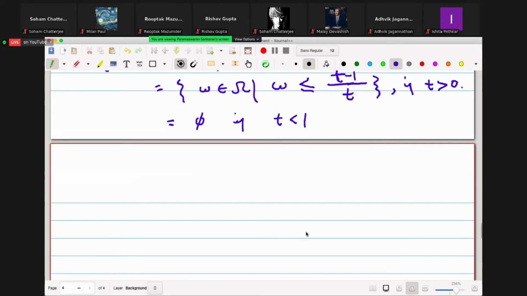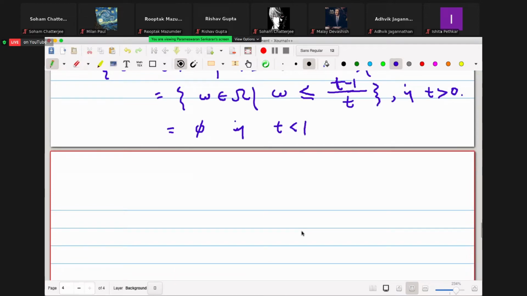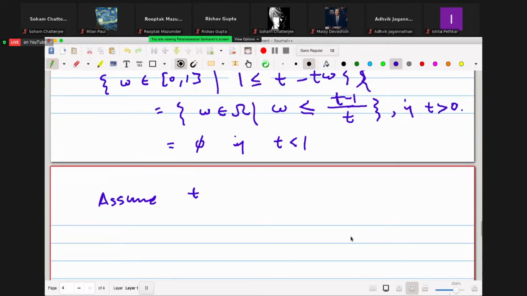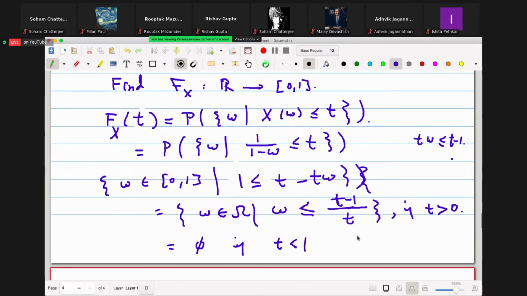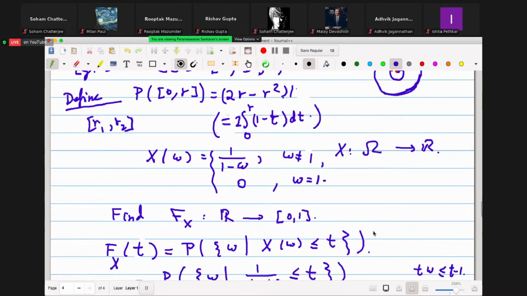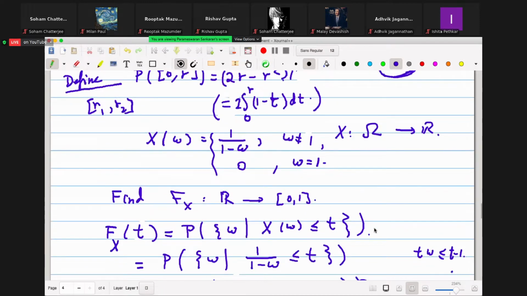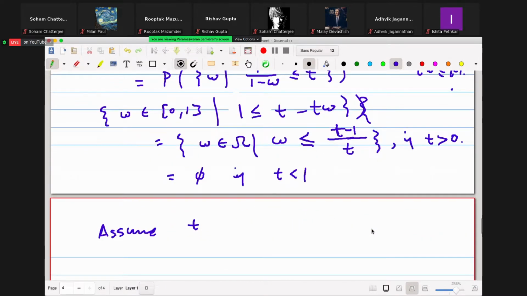Otherwise, I assume t is bigger than or equal to 1. In fact, if it is equal to 1, then it's just a single point, and when I compute the probability for a singleton, you can check it is 0, because it's given by integration. So for a single point it's 0. And then what can I say? So assume that t is bigger than 1. In this case, what will happen?